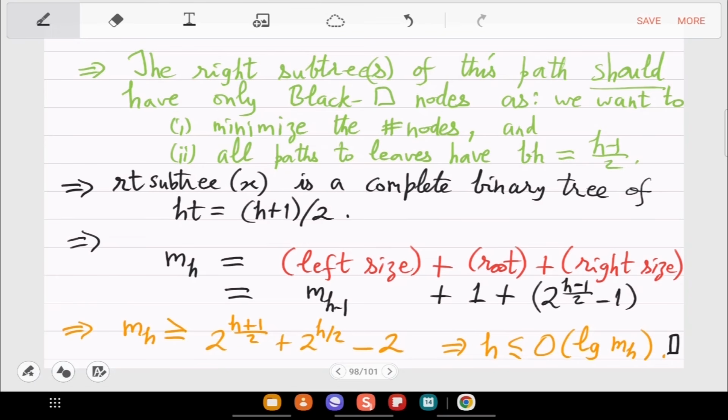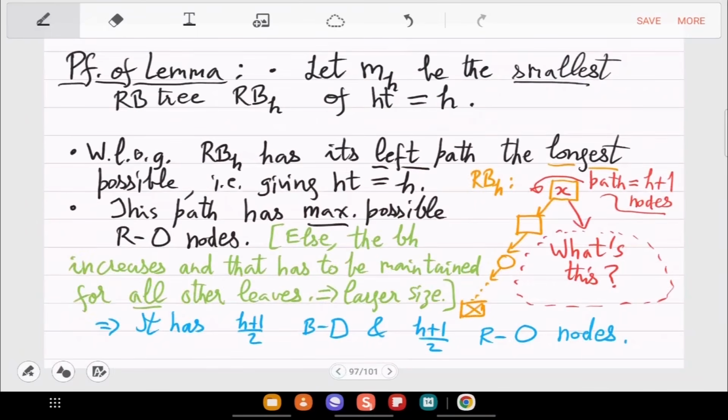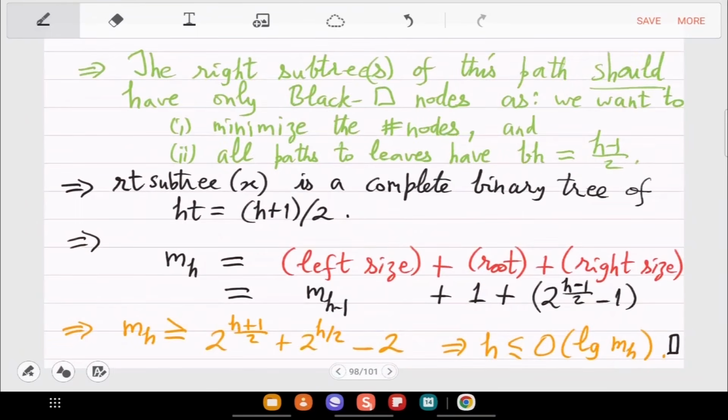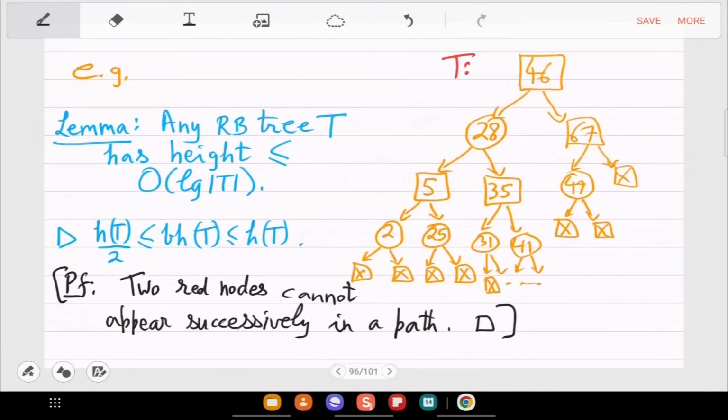Does it mean that it is balanced? Have we proved in this lemma that RB tree is a balanced tree? So this we have not proved, right? And we also don't want that for the algorithm. We don't care about balance. So this example should already be unbalanced, right? You can see that first place is maybe the root.